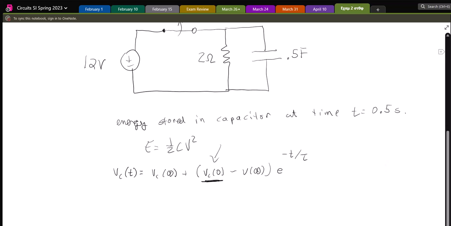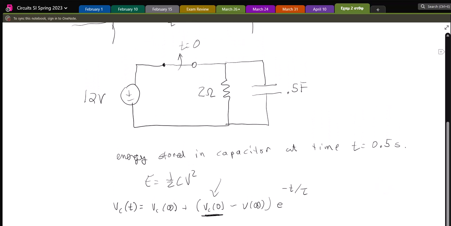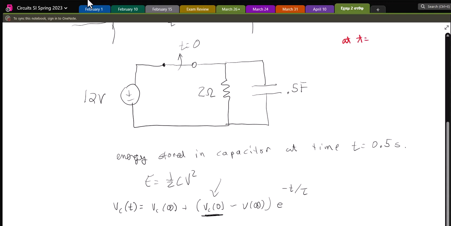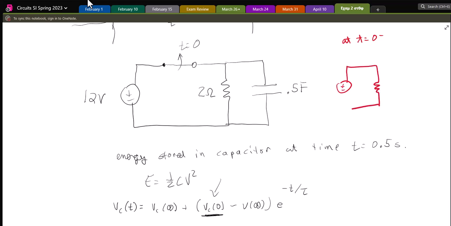Okay, so before 0, and this is what I call 0 minus, so at t equals 0 minus, right on the left-hand side of 0, my circuit looks like this. And my capacitor, having been in that situation for a long time, is going to be an open circuit. Now, right after the switch, so this is what I would call at t equals 0 plus, it just means on the other side of 0, my circuit looks like this.